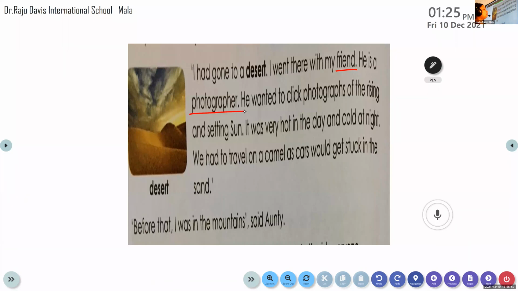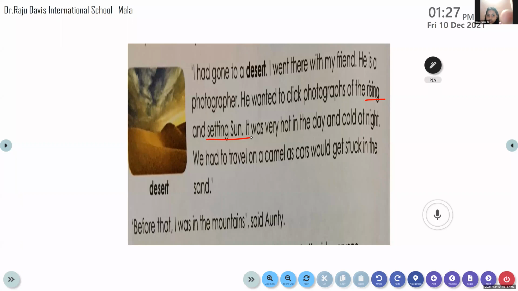photographer. As I have already explained to you, a photographer is a person who takes photographs as a profession, as a work. Then Ravina auntie's friend wanted to click photographs. To click photographs means to take photographs of the rising and setting sun. What photographs did Ravina auntie's friend want to take? I have underlined the important words: the rising and setting sun.